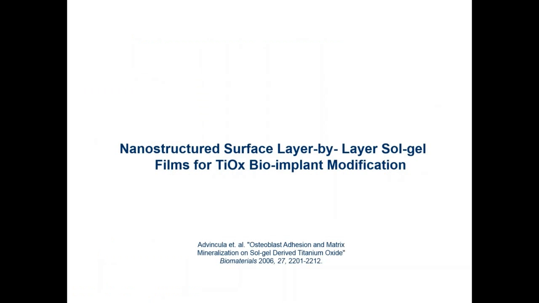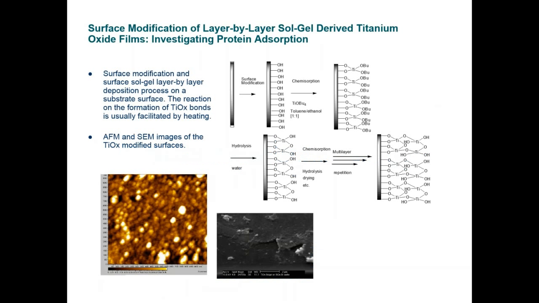So let me turn to the next project we did with layer-by-layer sol-gel modification of a titanium oxide bio-implant. We did this using what we call a surface sol-gel layering technique, where we modified the substrate with a monolayer or thin layer of a titanium alkoxide sol-gel layer, which we can then build up into multi-layers as shown here. So from 1 layer, 2 layer, 3 layers, we can easily build up that thickness. And as shown here by AFM and SEM imaging, we build up these layers with a particular morphology.